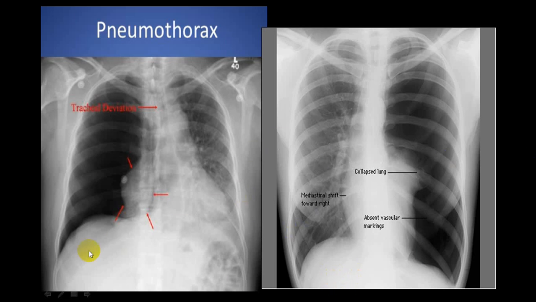Now, if you look here, this is a border. Look at these lung fields. Here, this is radiolucency. You cannot see a vascular marking. Here you can see a vascular marking. This is a collapsed lung. Trachea is shifted to the opposite side. Mediastinum is shifted to the opposite side.